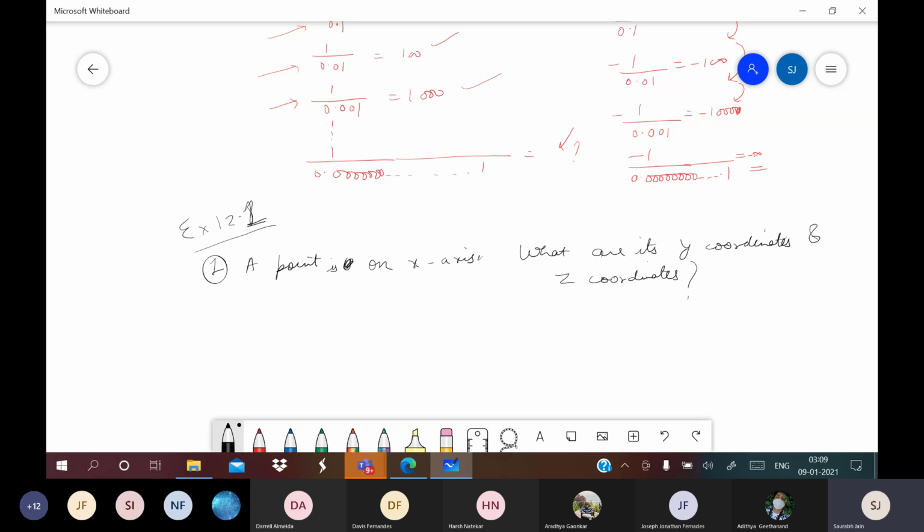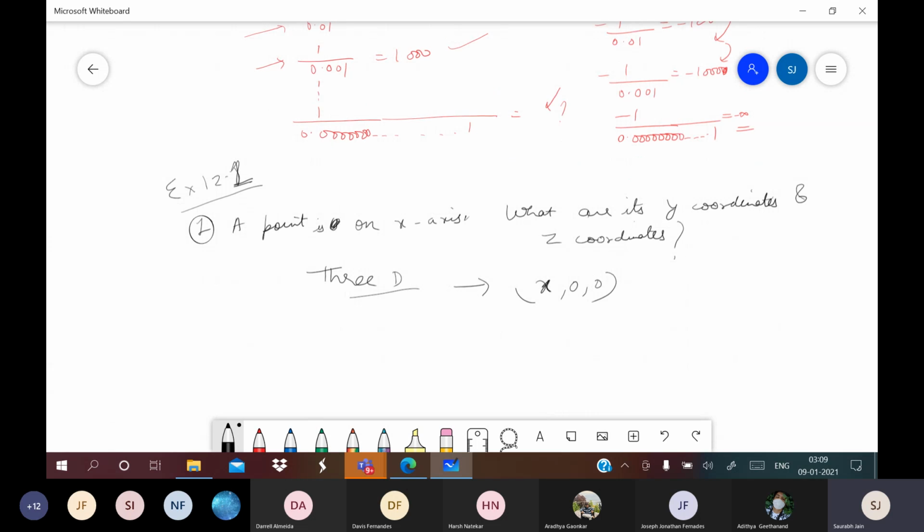Obviously, I told you the point is on x-axis. So in 3D, if you remember, this is straight from our notes, we take a point like this, x, 0, 0. If the point is on y-axis, coordinates are 0, y, 0. If the point is on z-axis, coordinates are 0, 0, z.